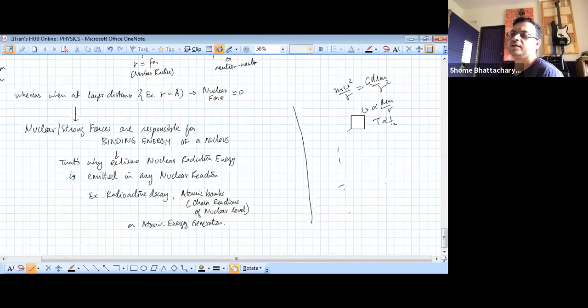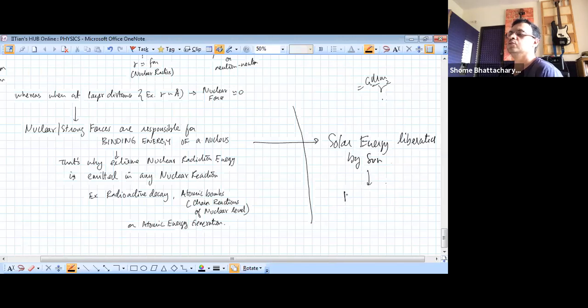I was explaining the circular orbit of a planet around a star. Nuclear energy in that sense, for example, solar energy. Another example of this is solar energy liberated by the sun. That is coming from nuclear reactions in the sun's core. They liberate huge amounts of energy. And it never ends. But it will end someday.